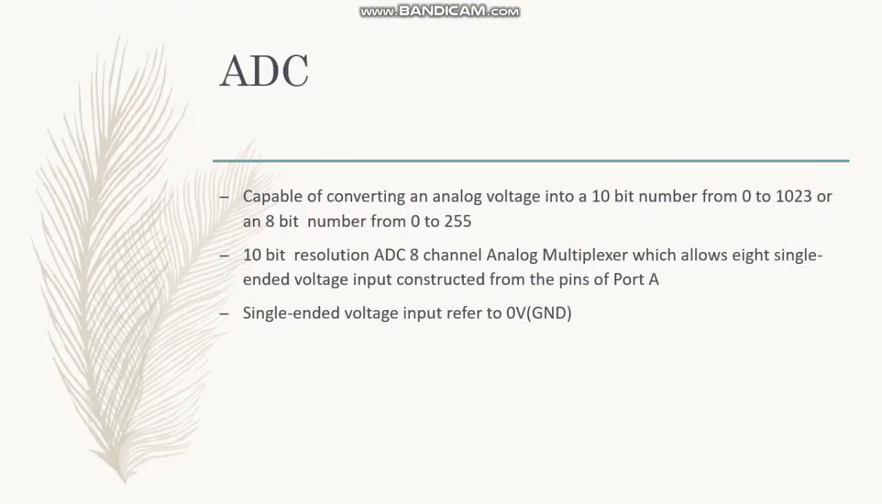Next, ADC. The ADC for this microcontroller, the ATmega328P, is capable of converting an analog voltage into a 10-bit number from 0 to 1023 or an 8-bit number from 0 to 255. This is a 10-bit resolution ADC with an 8-channel analog multiplexer, which allows 8 single-ended voltage inputs constructed from the pins of port A. This single-ended voltage input refers to the ground.